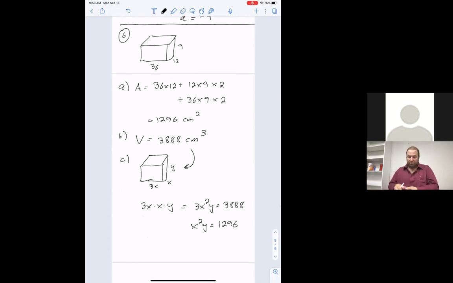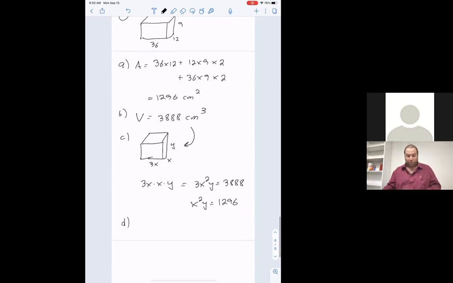And then for part D, it says write down and simplify an expression in x and y for the area of Nanako's bag. Well, let's take a look. A is the bottom, which is 3x times x, or 3x squared, plus the right, which is x times y twice, so plus 2xy. And then the front is 3x times y, 3xy, and the back is the same, so plus 6xy.